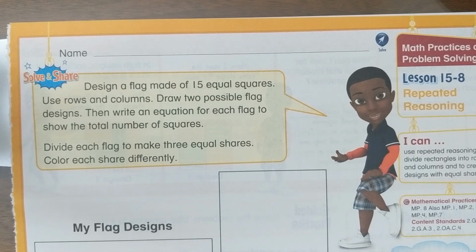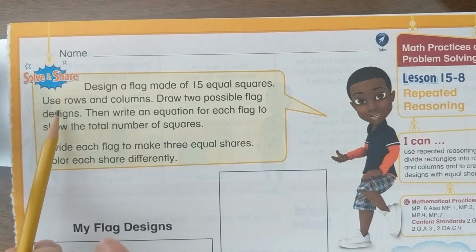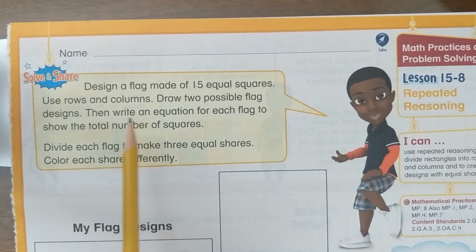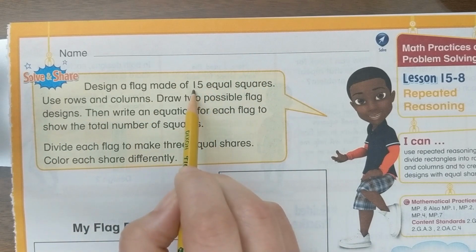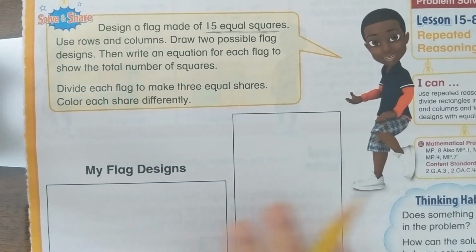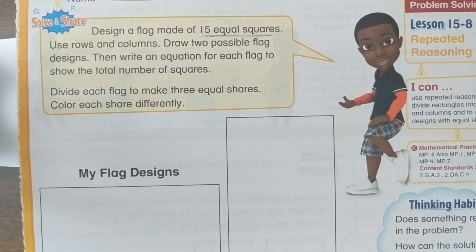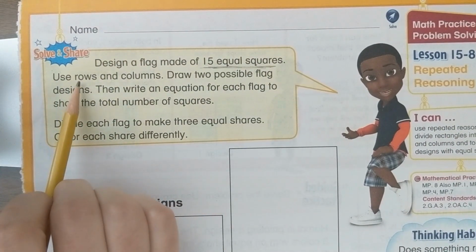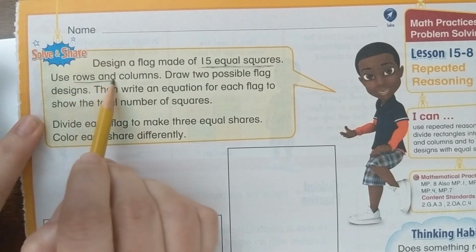Use rows and columns. Draw 2 possible flag designs, then write an equation for each flag to show the total number of squares. Divide each flag to make 3 equal shares and color each share differently. So there's a lot of directions here. We're going to focus on the first paragraph and then we'll do the second one. So we need a flag. It needs to have 15 equal squares. We have to come up with 2 different ways to have 15 equal squares in our flag. It's telling us to use rows and columns.